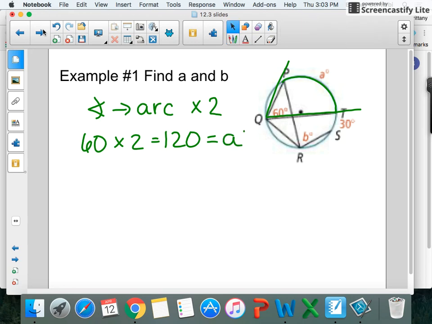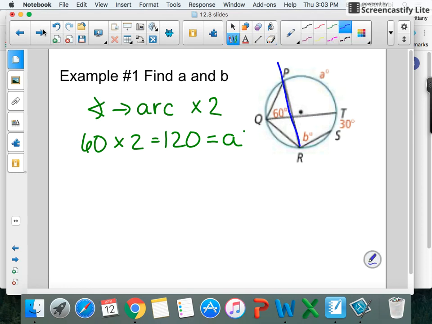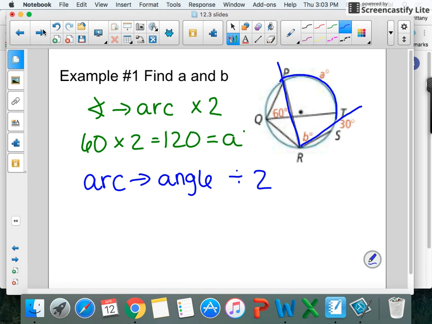Now B is going to be a little bit different because we have to put 2 arcs together. So again, B is our angle, so that means that we are going to go arc to angle. So we need to divide by 2. But first we need to figure out what the entire arc is. If you extend the legs of the angle, then you can see exactly where the arc is. So our arc is actually 30, plus we just found this is 120. So the arc is 150 total. And then we're going to divide by 2, which gives us 75 for B.